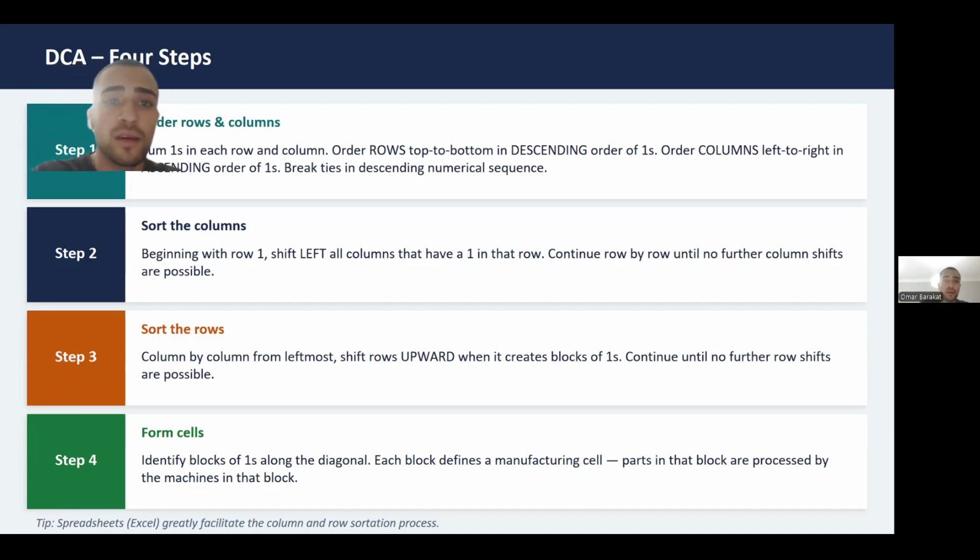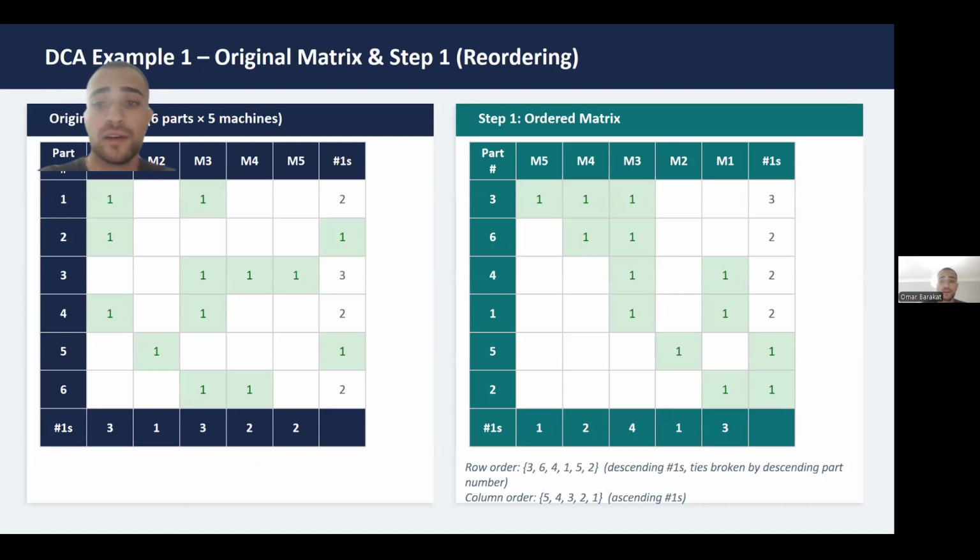So, the direct clustering algorithm forms manufacturing cells from a machine part matrix, a binary matrix, where a 1 means that the part requires processing by that machine. Here's a practical tip. Steps 2 and 3 are easy to automate in Excel. If you're working by hand, take it one row or column at a time and be systematic about checking every entry. We have 6 parts and 5 machines. For example, part 1 requires machines 1 and 3, as you can see here.